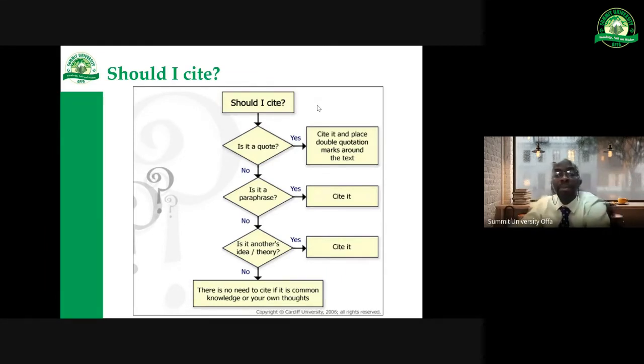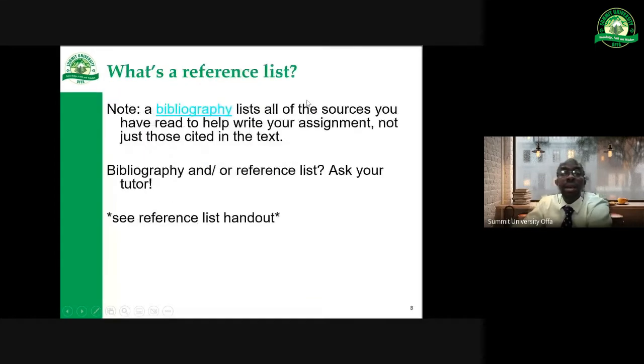On the issue of bibliography is also the same thing. Bibliography is just like your reference list. The only difference is that when it is called a reference list, then all what you have listed in your reference list must have been cited in the text. And that means that you have only listed those ones that have appeared in the report.